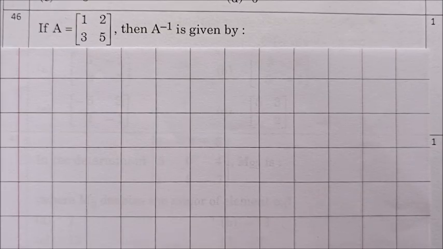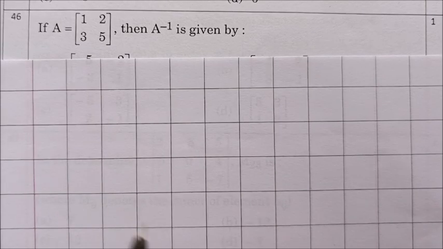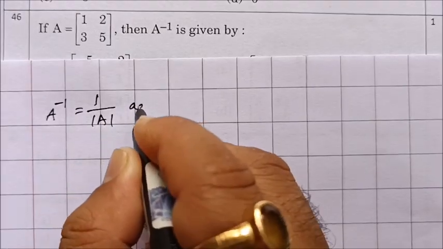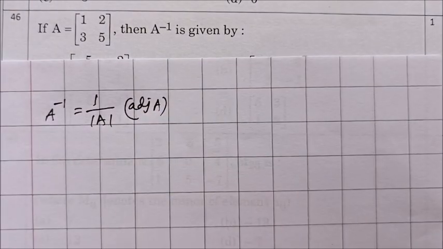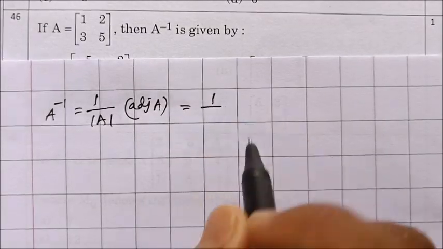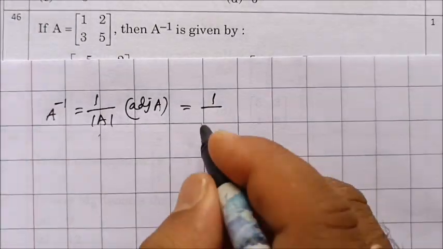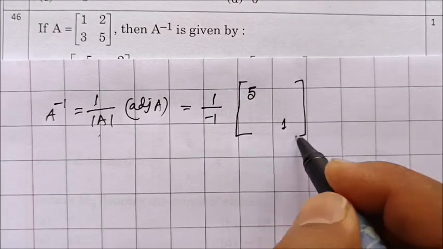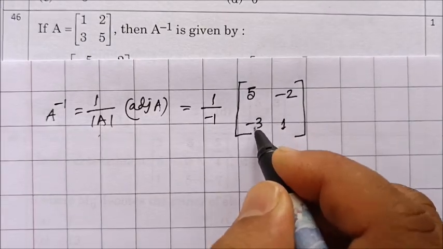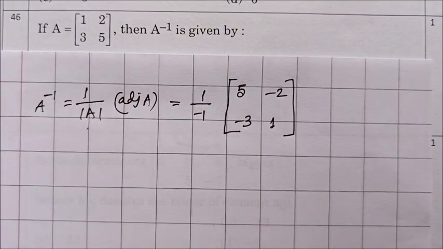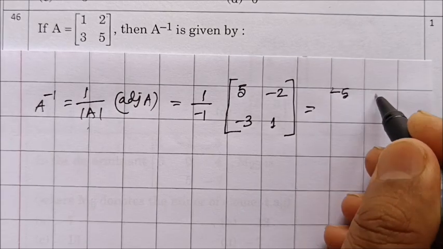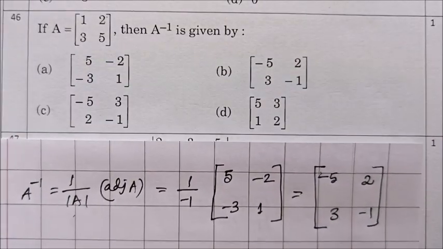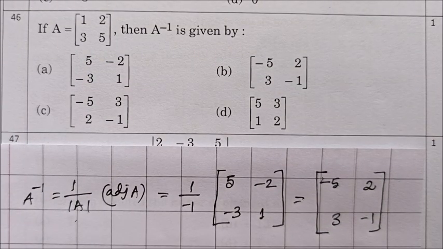Question number 46. We have to find A inverse, and we know that A inverse equals 1 by determinant of A into adjoint of A. And for a 2 by 2 matrix it is very easy to find. 1 by determinant of A will be 5 minus 6, that is minus 1. And for the adjoint of A, interchange these two, 5 and 1, and change the sign here, minus 2, minus 3. And this minus sign will go inside. So we have minus 5, 2, 3 and minus 1. So the option is B.